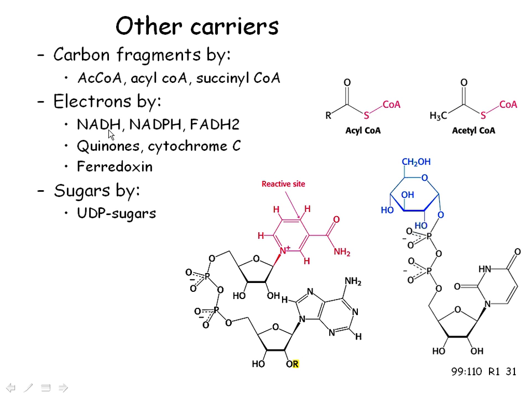NADH is the carrier for oxidation, for catabolism, NADPH for synthesis. Quinones we've seen both in oxidative phosphorylation and photosynthesis. Cytochrome C, ferredoxin. You can carry sugars, commonly with a UDP. So all of these little pieces typically have a carrier that both makes them specific and in some sense activates them for the reactions they need to be used for.